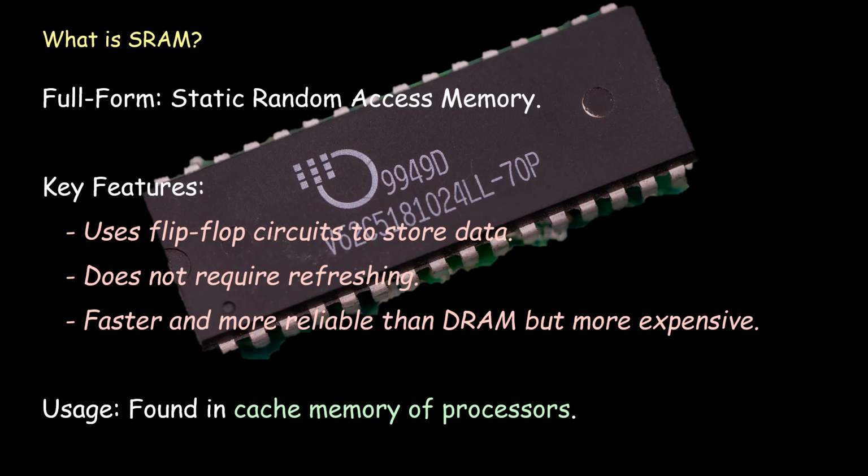However, because SRAM is more complex to produce, it is also more expensive than DRAM. So, while it's faster and more reliable, it's used for high-speed tasks where speed is more important, like cache memory, but not for general storage.